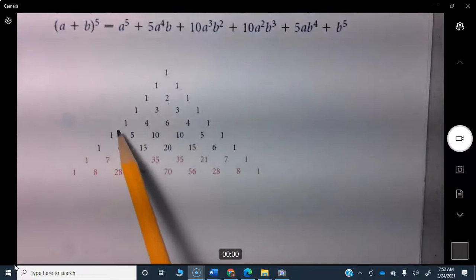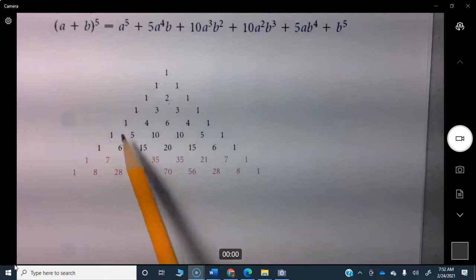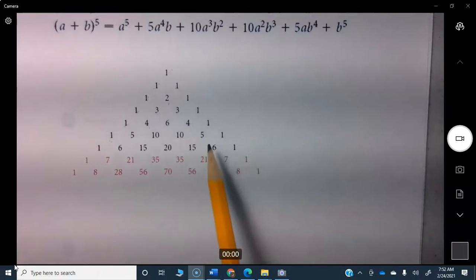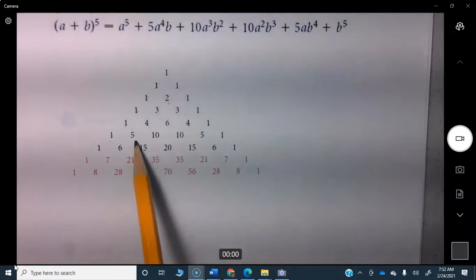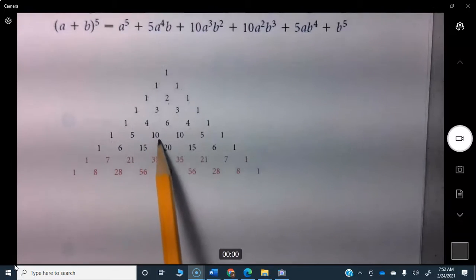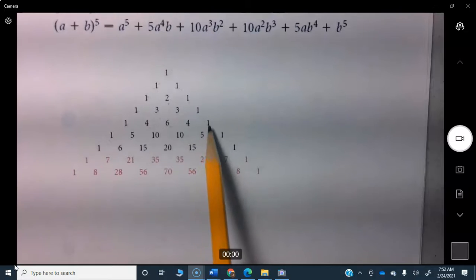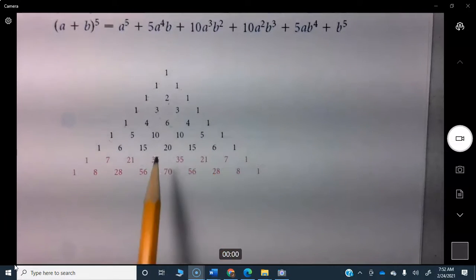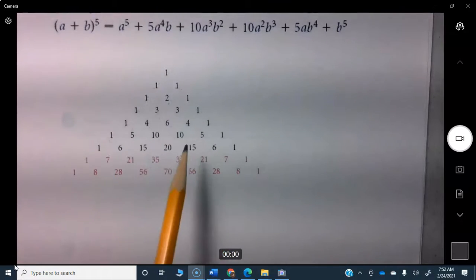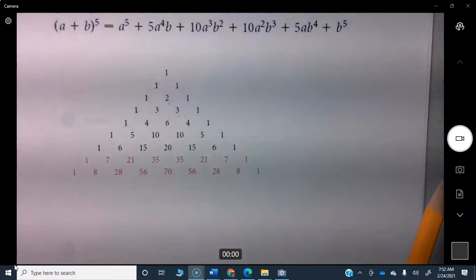The only thing you've got to do is keep drawing the 1s down here and another 1 down here. So 1 plus 4 is 5, 4 plus 6 is 10, 6 plus 4 is 10, 4 plus 1 is 5, and then you've got the 1. You always have a 1 at both ends, okay? And the triangle starts getting wider and wider, and you can see the pattern.